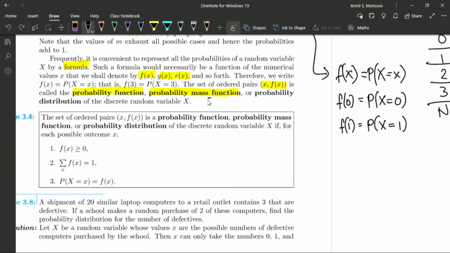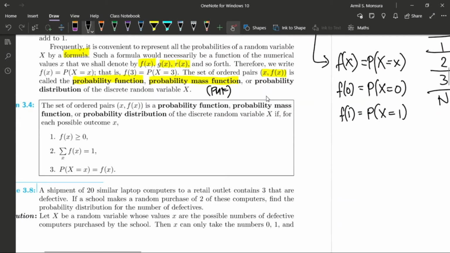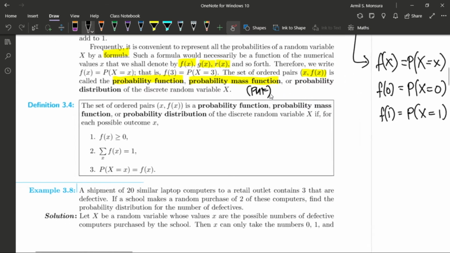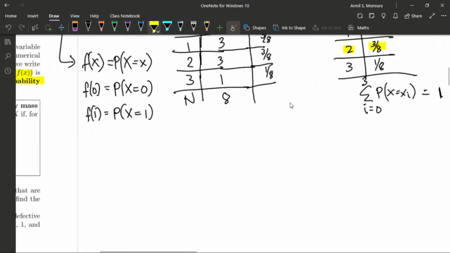Ito yung mababasa nyo sa mga libro na PMF, or the probability distribution of the discrete random variable x. So those are the terms that we use to refer to this ordered pair or this set of ordered pairs. So the table itself actually denotes that set of ordered pairs. Actually, ito na yun.